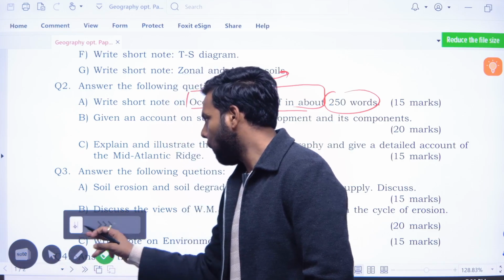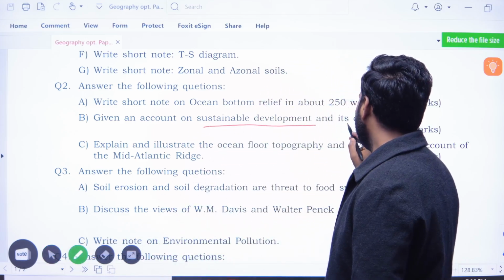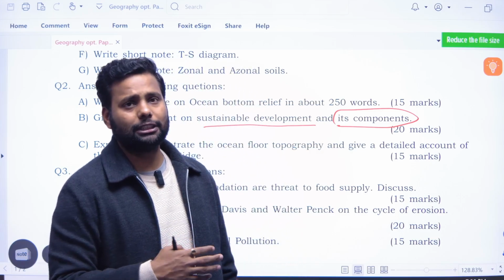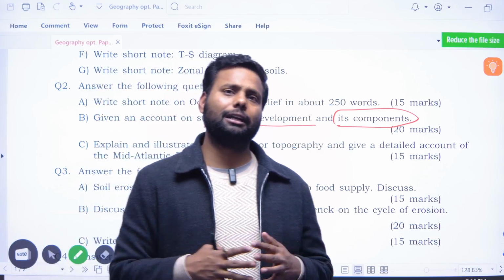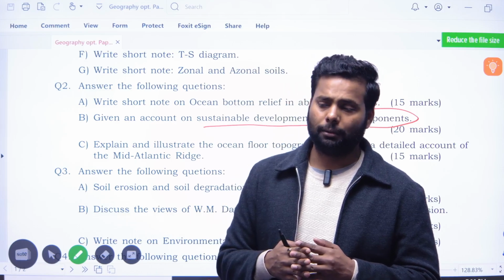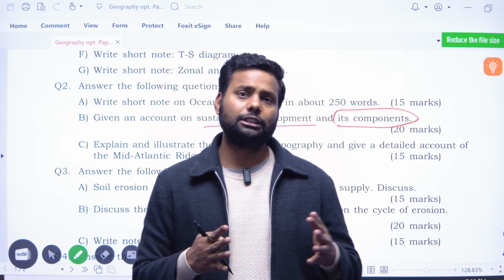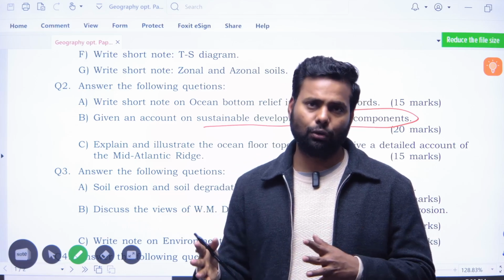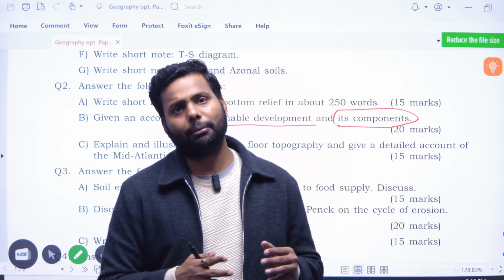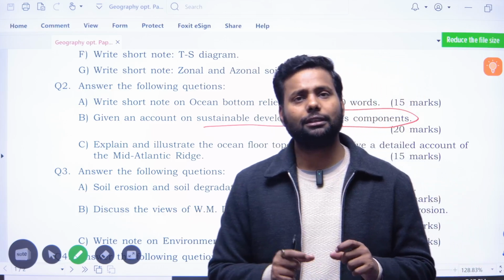Okay, now the next question is: give an account of sustainable development and its components. In this question, simply break down the topic and write what sustainable development is. We all know the term sustainable development comes from the concept of limits to growth, then the Club of Rome, and after that it was mentioned in the Our Common Future report. You have to start from this intro and then mention what sustainable development is.